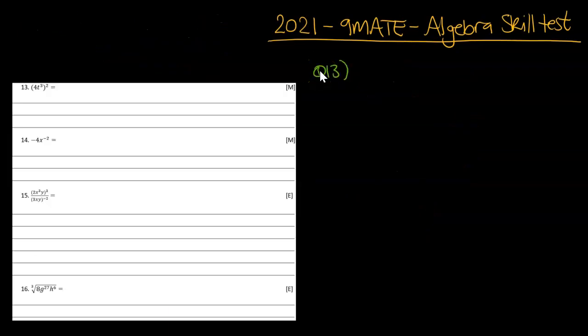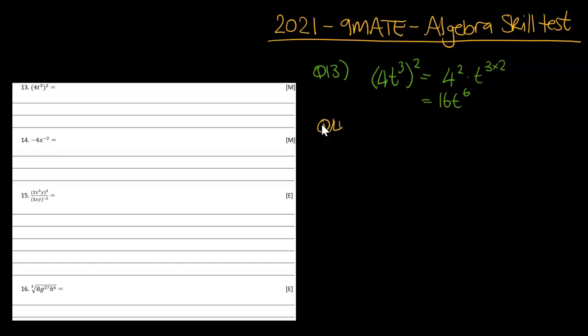On to question number 13. And I've got 4t cubed, and all of that is going to be squared. So just a reminder, I'm going to expand my brackets. That squared must hit the 4, and it also must hit the t cubed. So that's going to become 4 squared times t cubed to the power of 2. Just a reminder, the powers multiply each other when you're expanding the brackets, and we can simplify that to 16t to the power of 6.